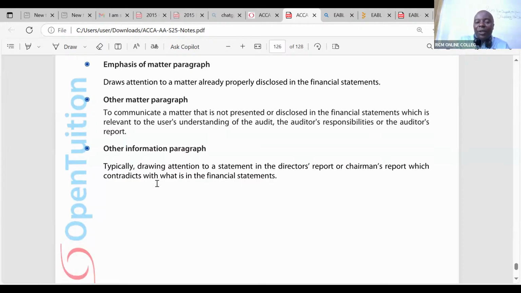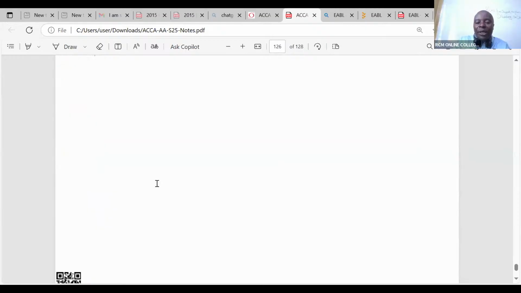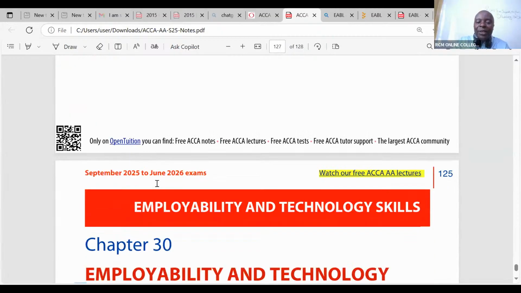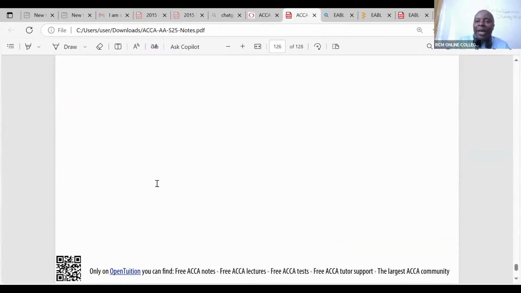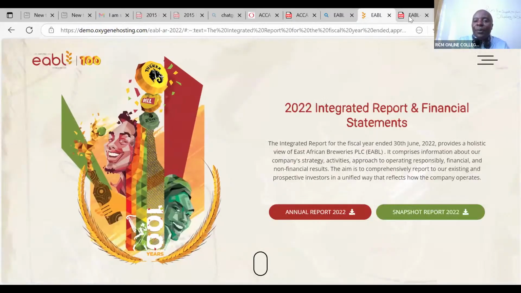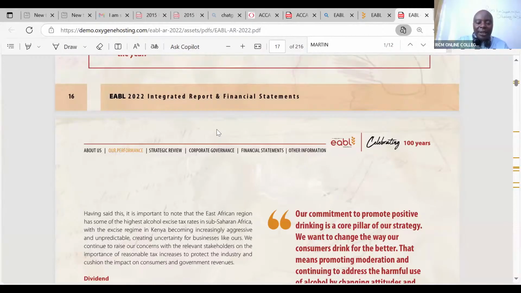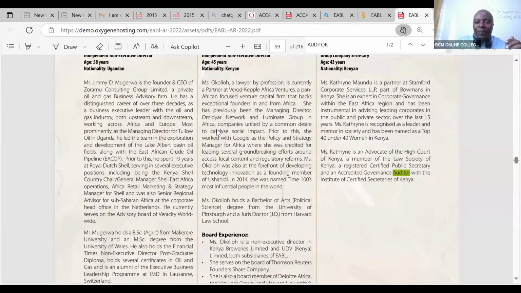Now, ladies and gentlemen, there is one more, which is called key audit matters. It's not here. Key audit matter paragraph. This EABL report will be able to help us. Let's get here and see the auditor's report. There are very many.